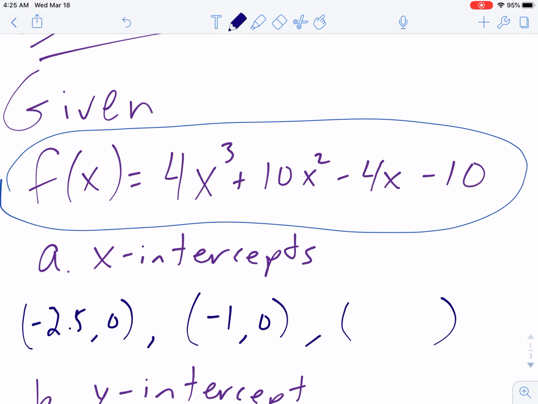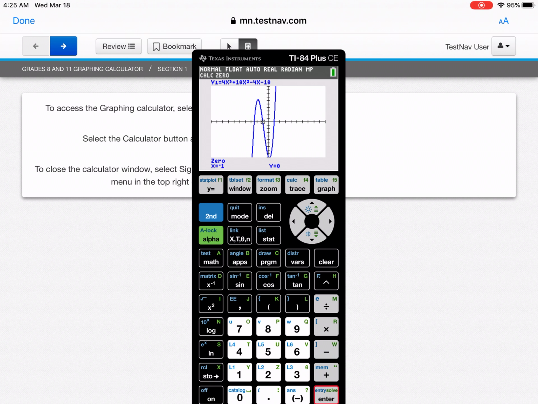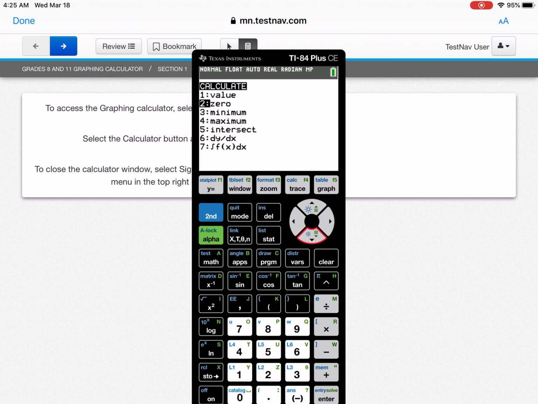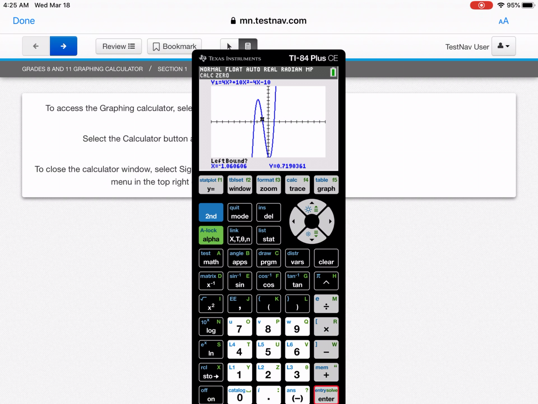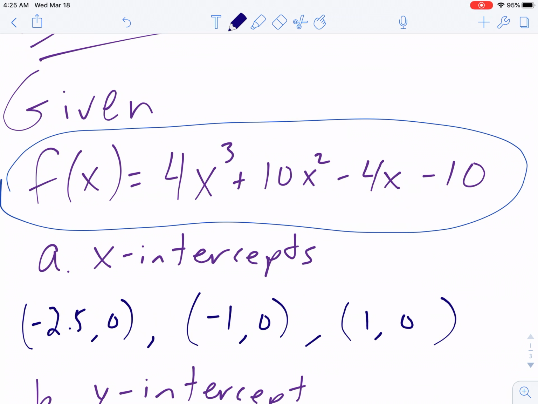And then we have one more to find. So our third one is going to be over here somewhere. Looks like at about positive 1, but we can get that exactly in the calculator. Push second trace. Our left bound now is going to be right about there. Our right bound, move it to the right. Yep, it is 1, comma 0. All right, so our other x-intercept, 1, comma 0. We're done with part A.